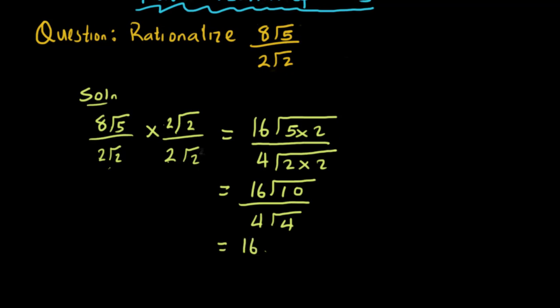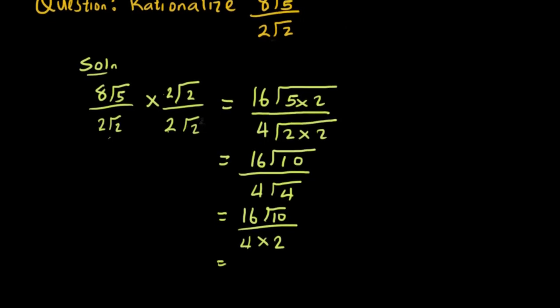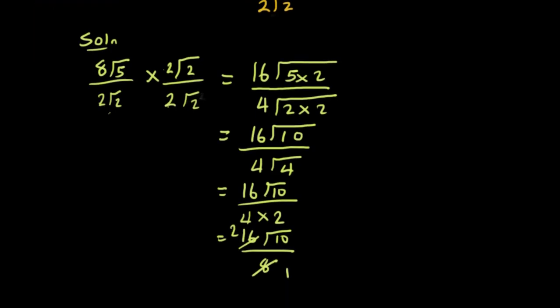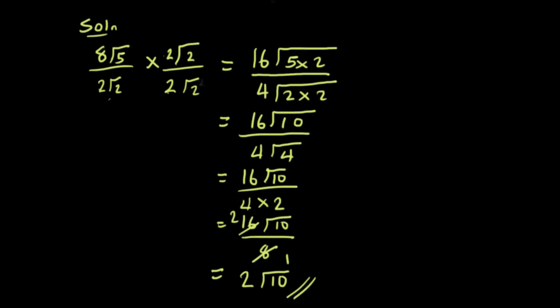So we have 16 root 10 all over 4 times root 4, which is 2, because 2 times 2 is 4. So we have 16 root 10 all over 4 times 2, which is 8. Now if you look carefully, 8 can go into 16. 8 into 16 is 2. So our answer is 2 root 10, and this is our answer.